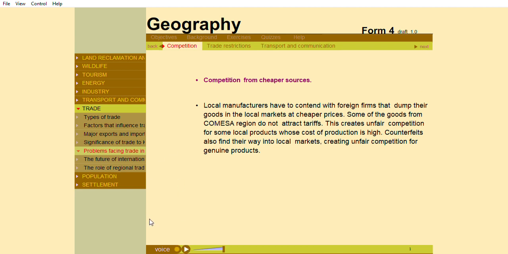Competition from cheaper sources. Local manufacturers have to contend with foreign firms that dump their goods in the local markets at cheaper prices.